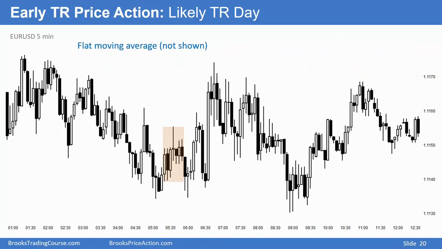I don't have a moving average shown here, but the moving average would be pretty flat. That's another sign that the market is not trending. No gap on the open. Forex markets don't typically have gaps, but futures markets and stock markets often have gaps. And that absence of gaps and this trading range price action all add to the increased probability that the day will have a lot of trading range trading.